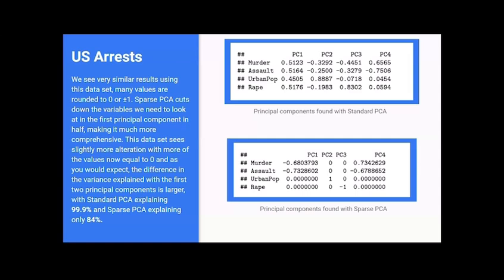We ran the PCA on the US arrest dataset using the covariance matrix because most, if not all, the variables are in the same unit. We see very similar results using this dataset. Sparse PCA results in more zeros and ones in the principal components and cuts down the variables we need to look at in the first principal component, making it much more comprehensible and interpretable. Naturally, the difference in the variance explained with the first two principal components is larger, with standard PCA explaining 99.9% and sparse PCA only explaining 84%.